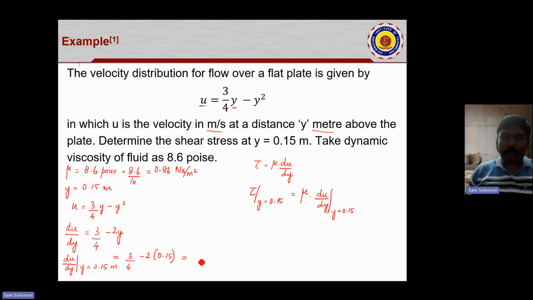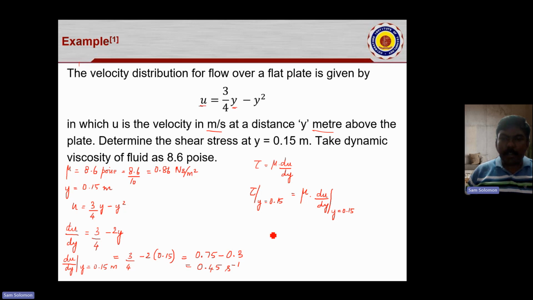So 2 times 0.15, that is going to be 0.3. 3 by 4 is 0.75. Isn't it? 3 by 4 is 0.75. And 2 times 0.15 is 0.3. So what I would get is 0.45 second to the power minus 1. Okay, so now we have got the value of du by dy at y equal to 0.15 meters.